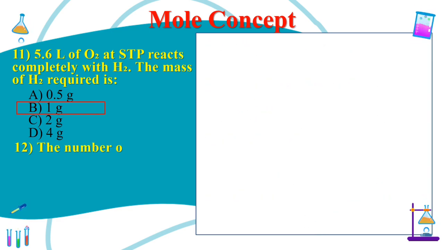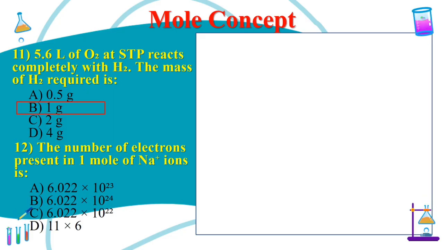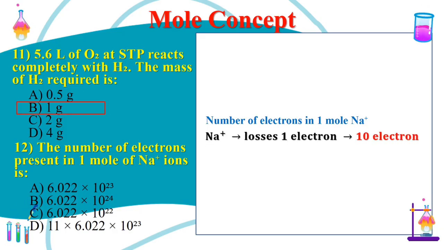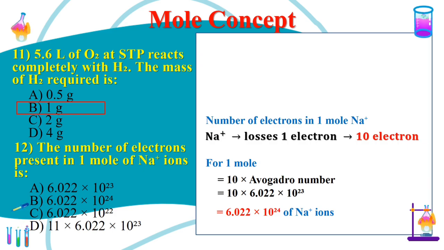Move to the next question. The number of electrons present in 1 mole of sodium ion is. As we know, sodium ion loses 1 electron and it will total have 10 electrons. For 1 mole, number of electrons multiplied by Avogadro number will give total number of electrons present, and that is 6.022 into 10 raised to 24.